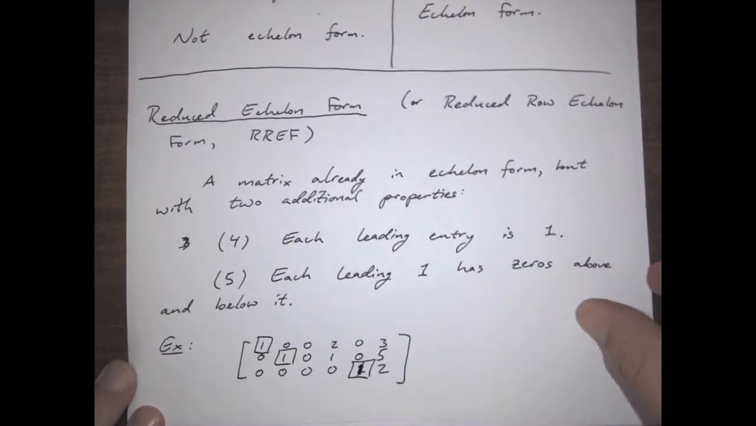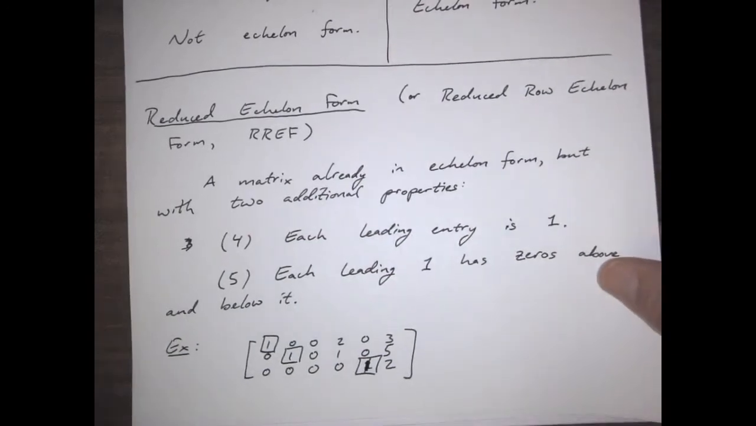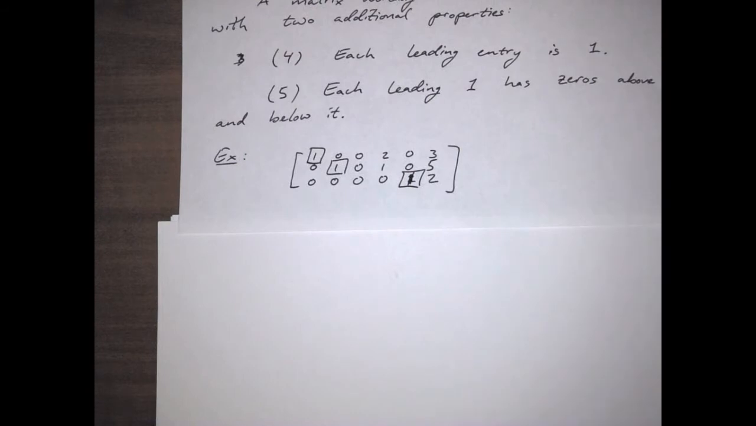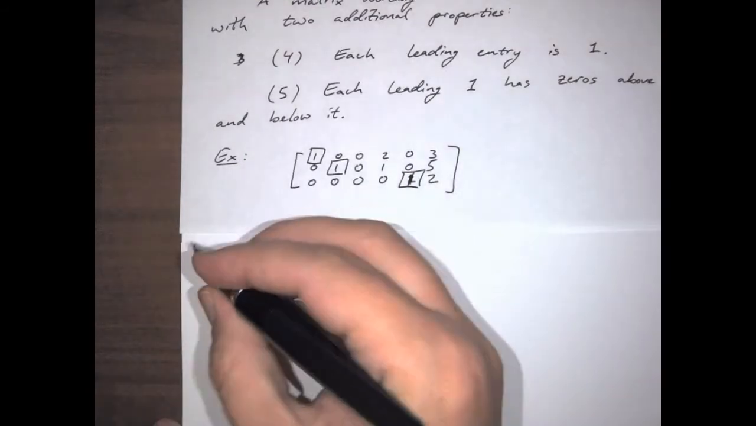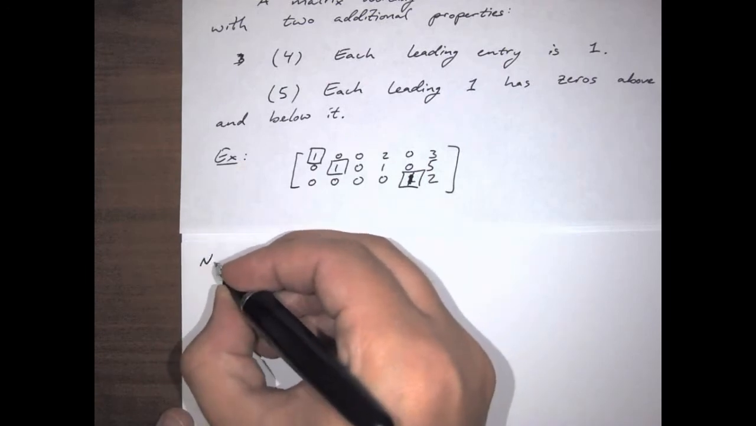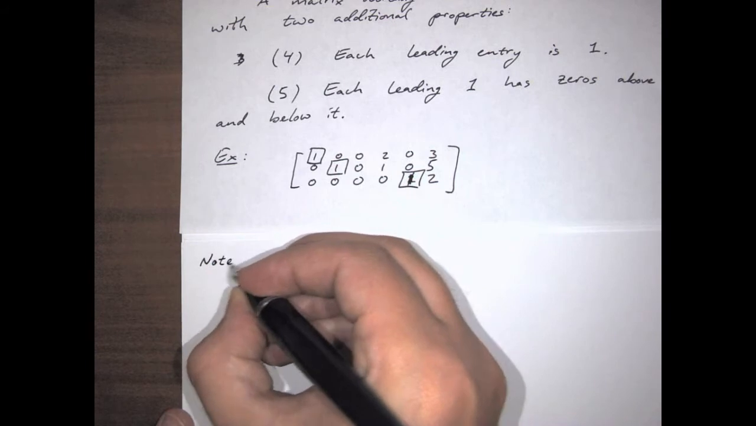Now, one thing to note about these reduced echelon forms, or RREF, is that they are unique, whereas echelon forms are not. So note, your book calls this a theorem, but since we're not going to be proving it, we're just going to be stating it. It's more honest for us to just call this a note.